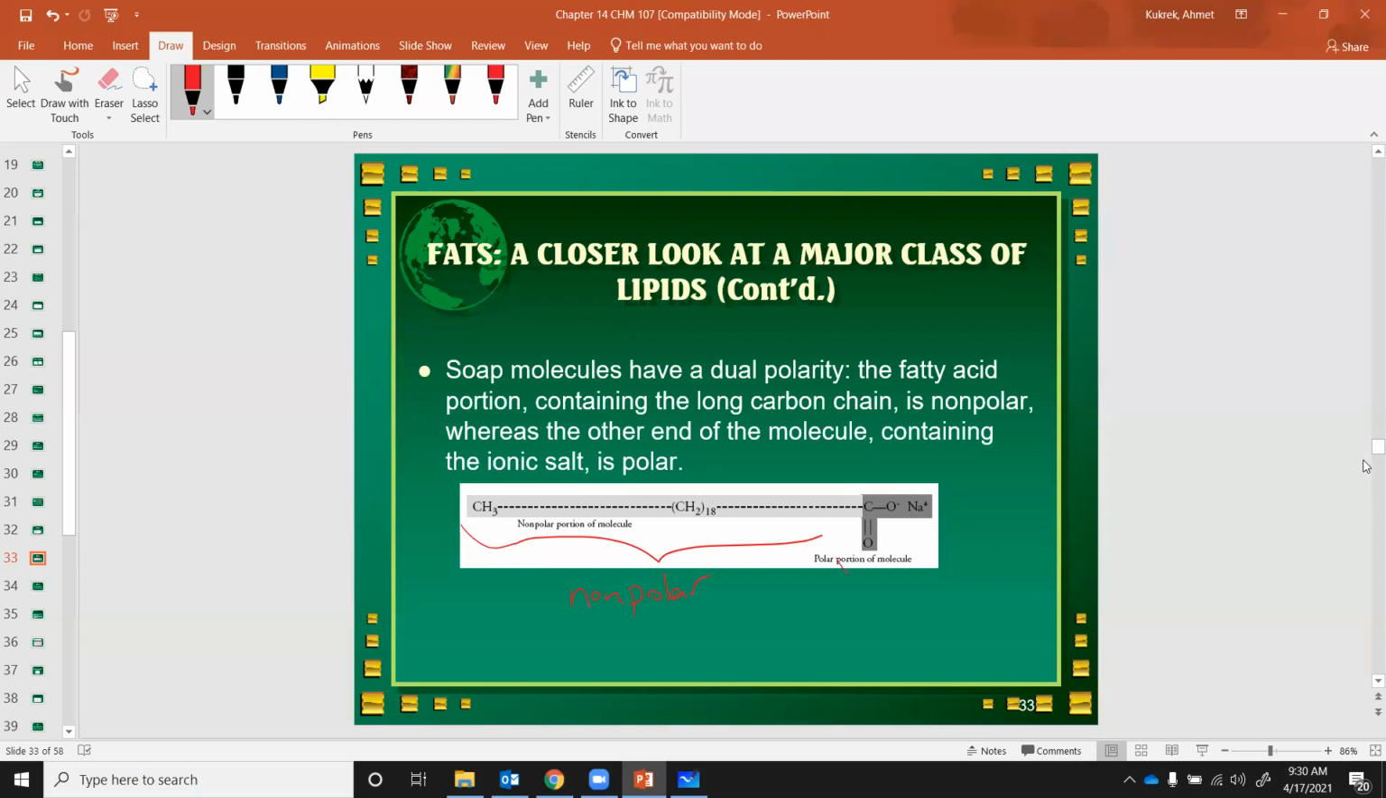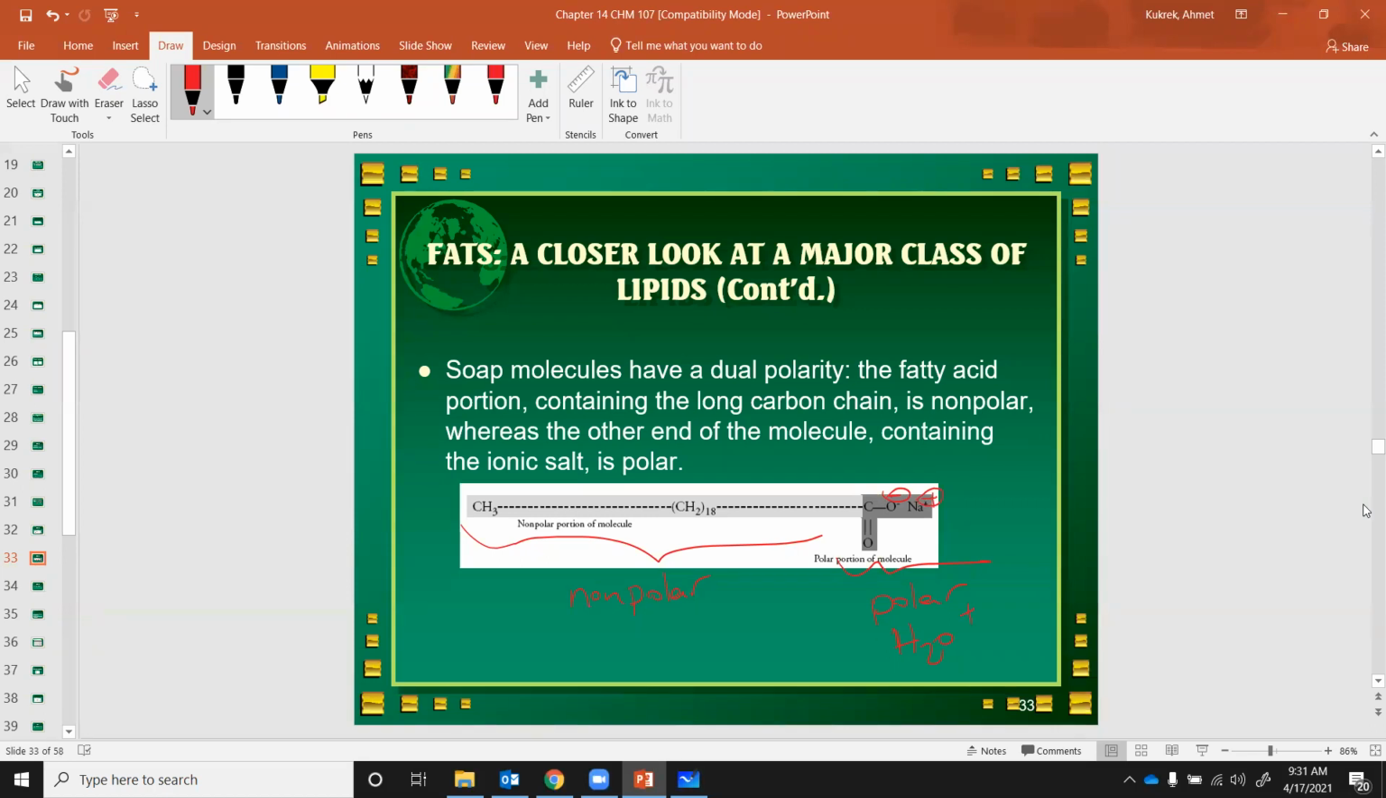And this side, because of the ionic interaction here, you have a negative charge, O minus, and then sodium. So this side is polar. As you can see, this is an interesting molecule because it has two different types of polarity in one molecule. And this is great for cleaning purposes, because this side can interact with water, so that it's going to be dissolved in water.